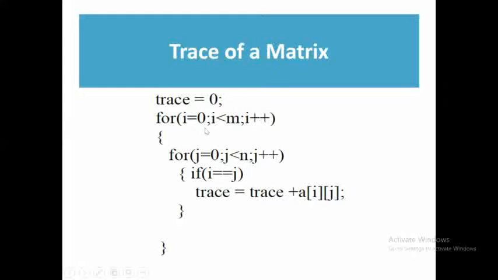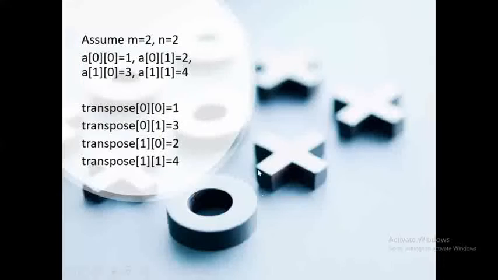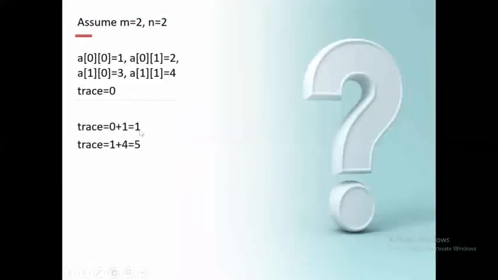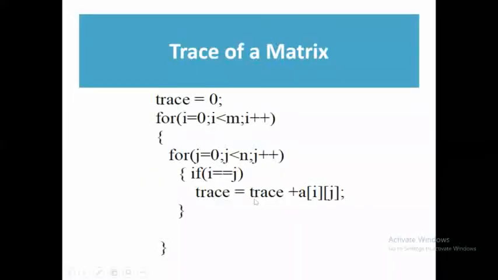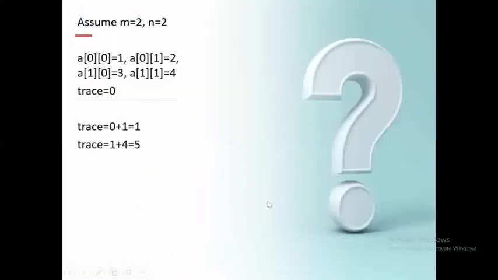Now i is equal to 1, j is equal to 0, condition false. This statement won't execute. J you are incrementing by 1, 1 less than 2, condition is true, right? Now i is equal to 1, j is equal to 1, trace is assigned trace plus, the previous trace value is what? That is 1 here, trace 1 plus that is a of ij. Okay, a of ij value is what?